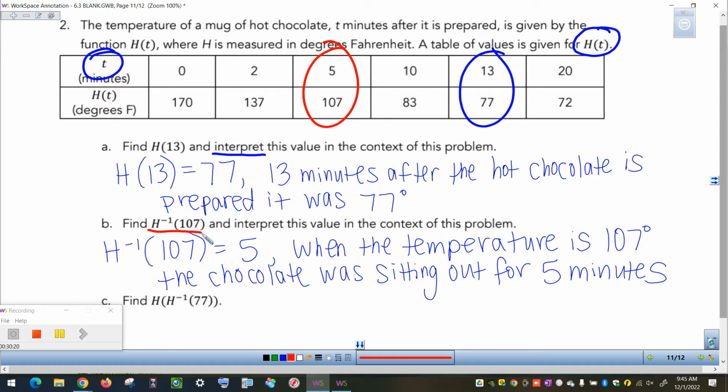So the interpretation is a similar sentence, but this is the inverse. We're going the other direction. We're starting with the temperature. So here we say, well, when the temperature was 107 degrees, that means the chocolate was sitting out for 5 minutes. That's a way to think about working backwards.